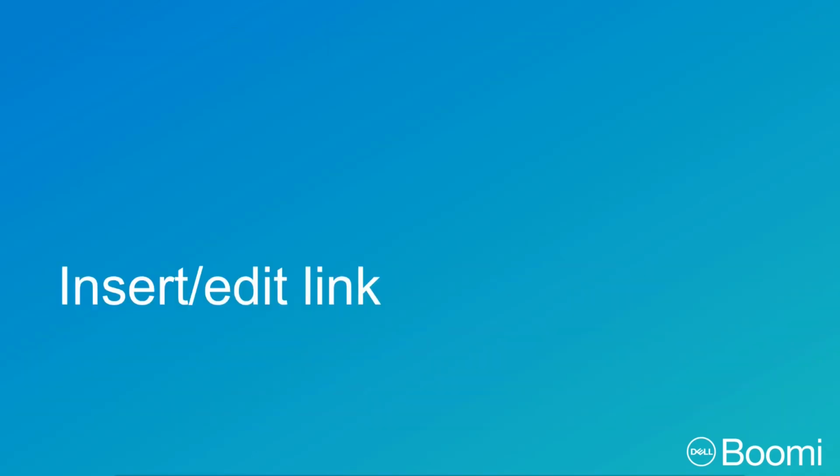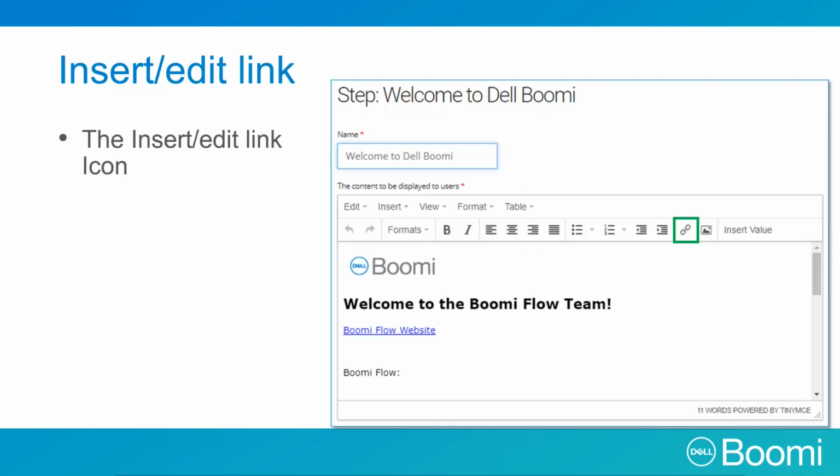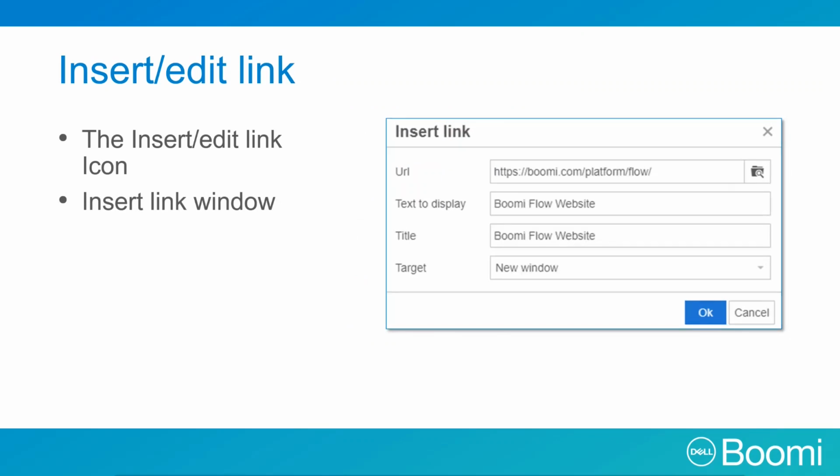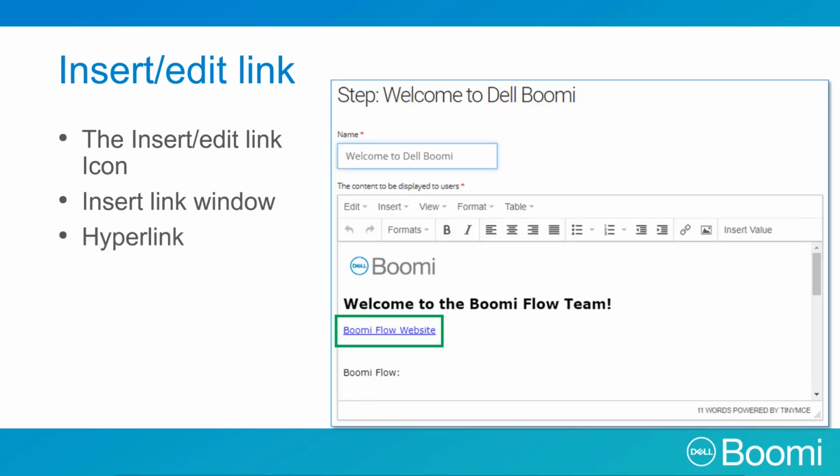In this section, we will speak about the Insert Edit Link icon. The Insert Edit Link icon allows you to insert a hyperlink into a step element or presentation component. Clicking on the icon will open the Insert Link window. Enter a URL for the website you wish to create a hyperlink for, and the text to display is how the hyperlink will appear in your app. You can provide a title for the link and set the target to New Window, then click on the blue OK button. The hyperlink will then appear in the step element content editor.